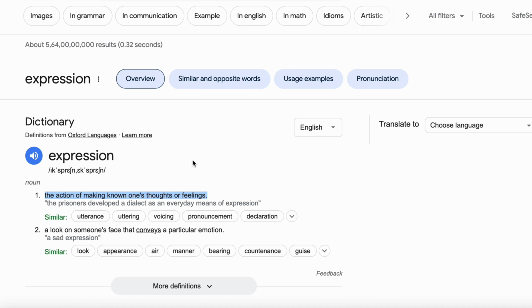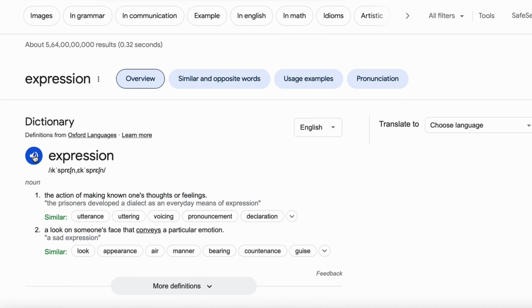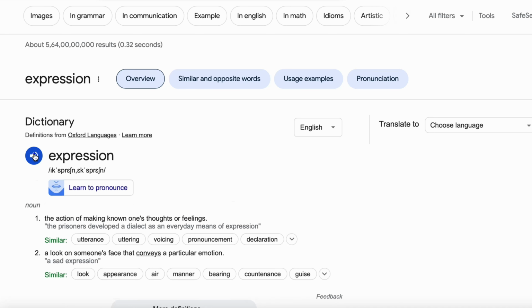Now I understood the meaning of the word. Next time whenever I come across this word, it will stick in my mind. Expression is related to thoughts and feelings. This is how I used to collect the words and sentences. Now if I want to know the pronunciation, how to pronounce this word, you can see this icon? You just click here. Expression. What it says: expression.